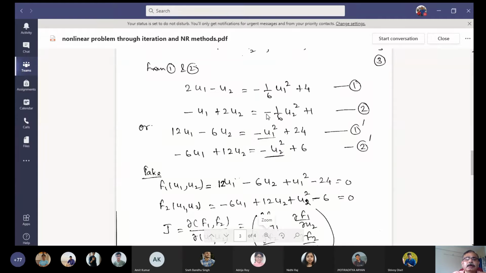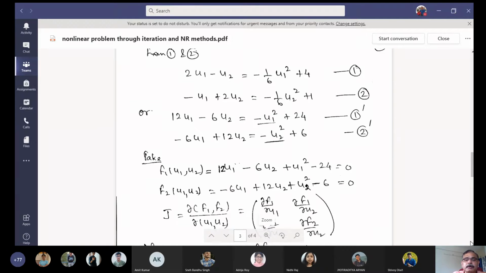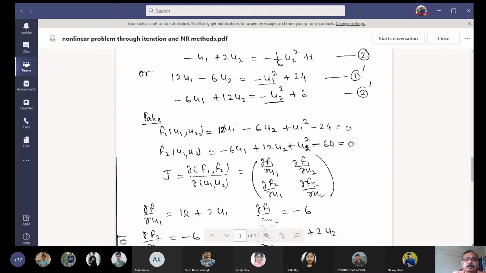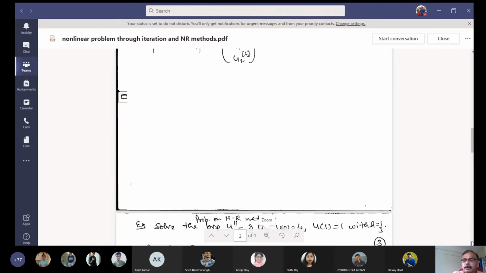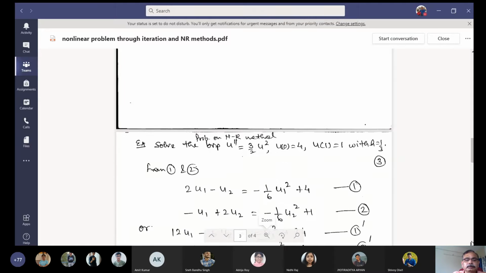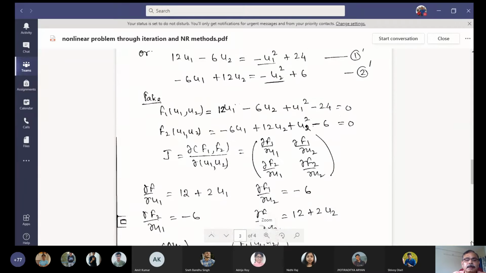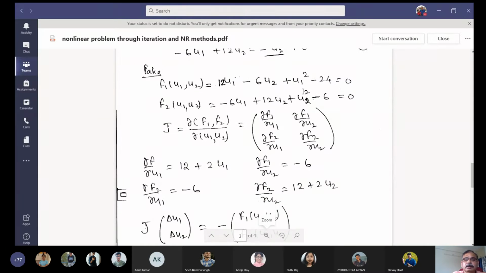And the second equation, you multiply by 6, so this is minus 6 u1 plus 12 u2 equal to minus u2 square plus 6. So this is 1 prime and 2 prime, right? So the two non-linear equations which you get, just like your f(x) equal to 0, here you will get f1(u1, u2) equal to 0, f2(u1, u2) equal to 0. Right? Yes, sir.